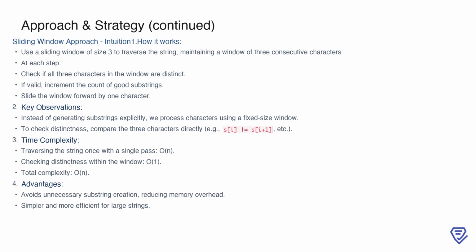Here, we use a window of size 3 that slides over the string, processing 3 consecutive characters at a time. Instead of explicitly generating substrings, we directly check if the 3 characters in the current window are distinct. If the characters satisfy this condition, we increment our count of good substrings and shift the window forward by 1 character. This approach eliminates the need to create substrings, reducing memory overhead. Since we traverse the string only once and perform constant time operations for each window, the time complexity remains O(n). This method is not only faster but also simpler to implement, making it well suited for handling large inputs efficiently.